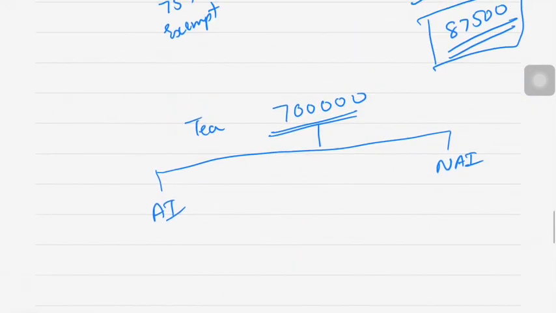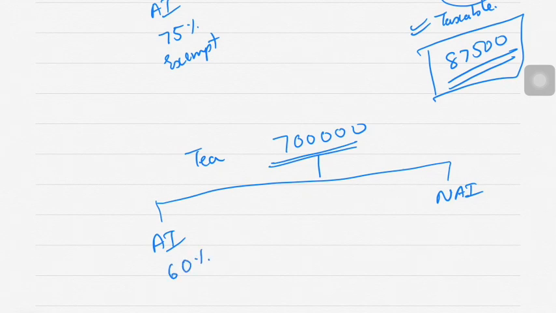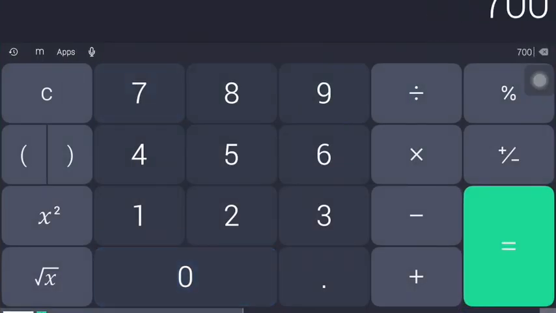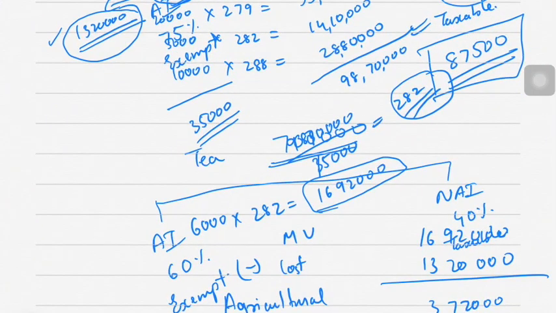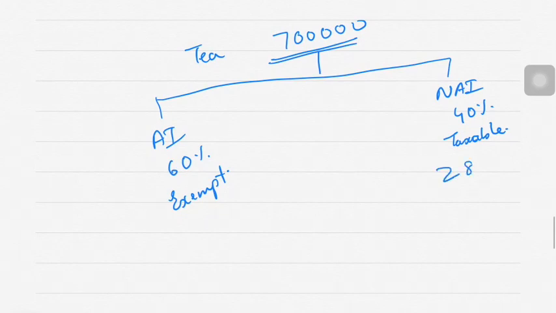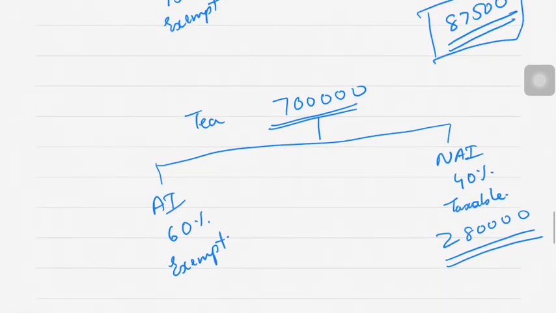60% is considered as agricultural income, 40% is considered as business income or non-agricultural income. 60% is exempt, 40% is taxable, and taxable income is asked. So 7 lakh into 40% comes to 2,80,000. So in this case, 2,80,000 is the answer. Your 7 lakh into 40% is 2,80,000 and 2,80,000 is taxable. The remaining amount is exempt because it is considered as agricultural income.